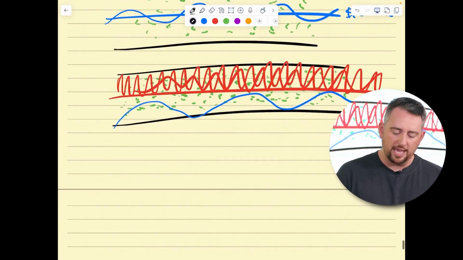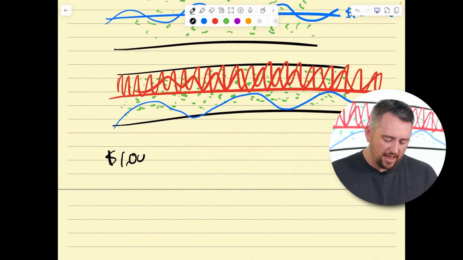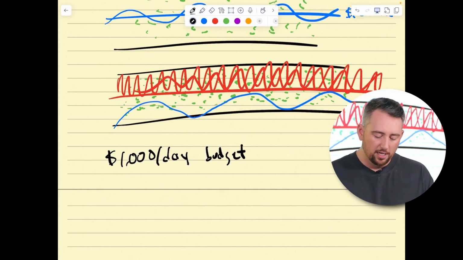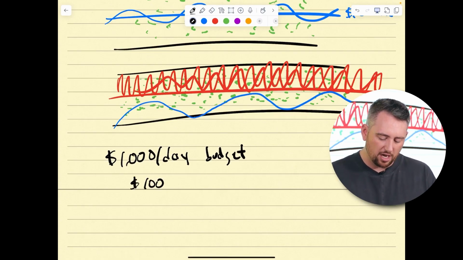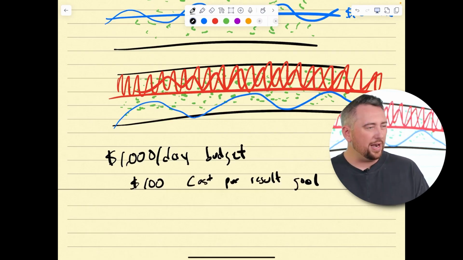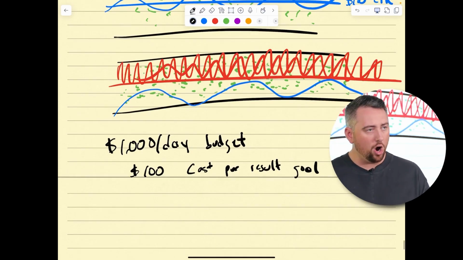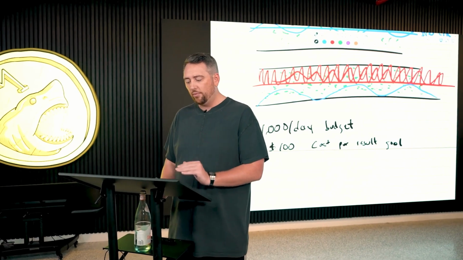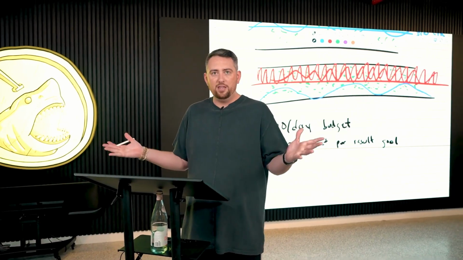Now what happens with cost caps, which is really important to understand: let's say that I have a $1,000 a day budget, okay? And with that budget that I have set aside, let's use that same example that I have a $100 cost per result goal, okay? That's my cost cap right there. Now, what ends up happening is if there are auctions available in that range for me to participate in, I'll spend the full daily budget.